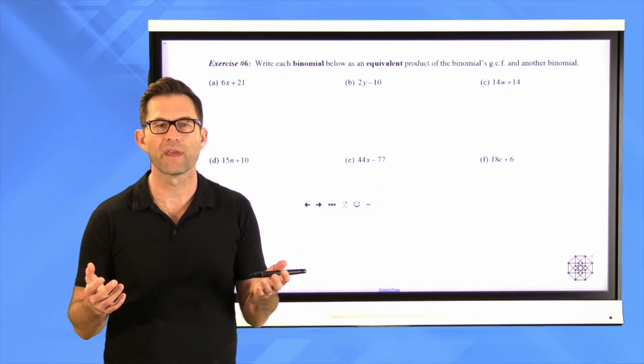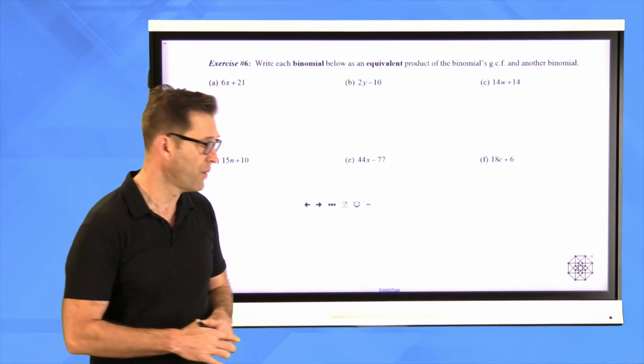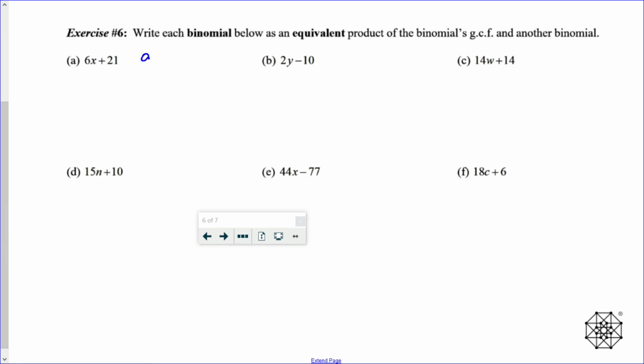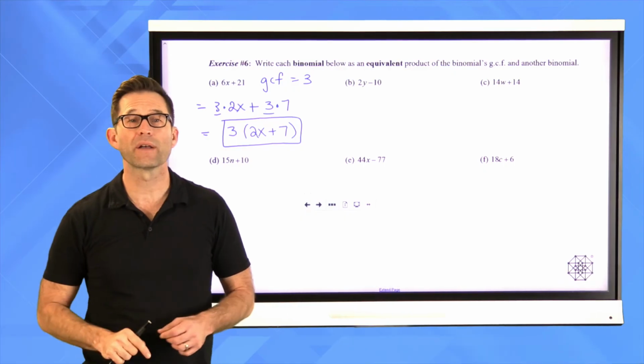Another way of thinking about greatest common factor is greatest common divisor, the number 3. So in this case, the GCF is equal to 3. And I can really think about this as 3 times 2x plus 3 times 7, right? 21 is 3 times 7, 6 is 3 times 2. There's that greatest common factor. So I can write this as 3 times 2x plus 7. Simple enough.